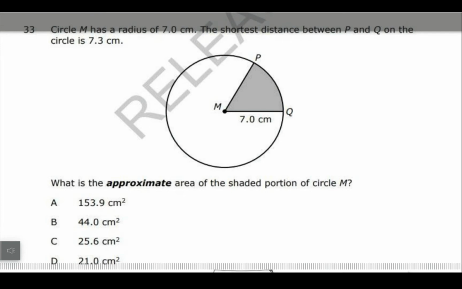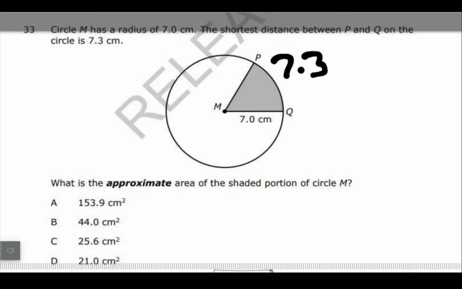All right, for 33, and again, these ones are pretty difficult. We did a couple of these in class. All right, so it says circle M has a radius of 7. Shortest distance between P and Q on the circle is 7.3. All right, so really what they do is they give me the circumference here. All right, so I'm going to put that on the outside so you know.